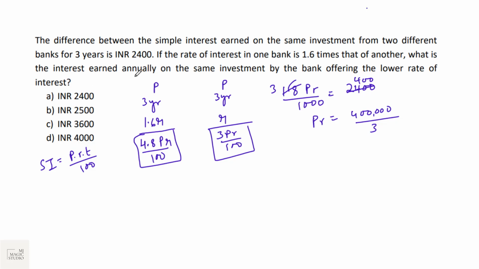Now the question is, what is the interest earned annually on the same investment by the bank offering the lower rate of interest? Actually, the question should be, what is the interest earned on the same investment by the bank offering the lower rate of interest in 3 years? That means we need to find the value of 3 PR by 100. So 3 PR by 100 would be again 4 lakh divided by 100. That would be 4,000. Option D would be the pick.